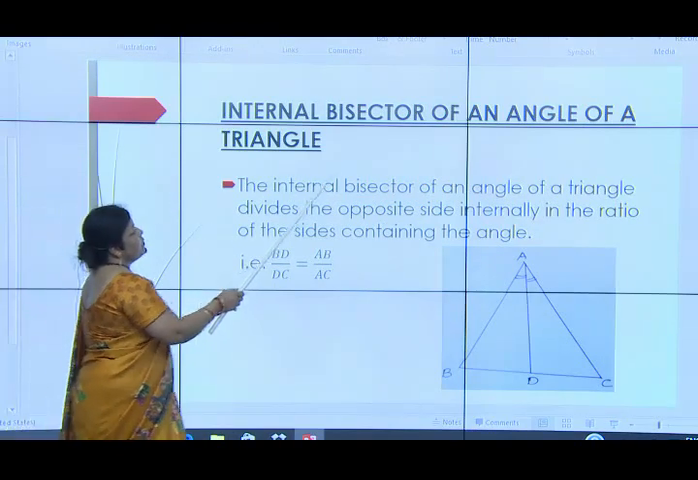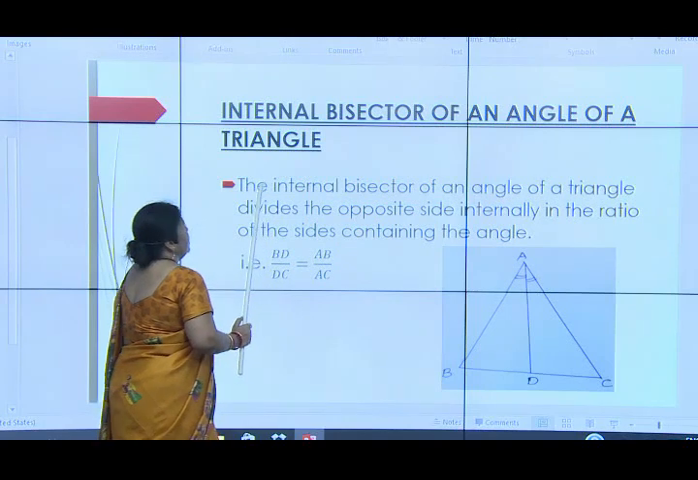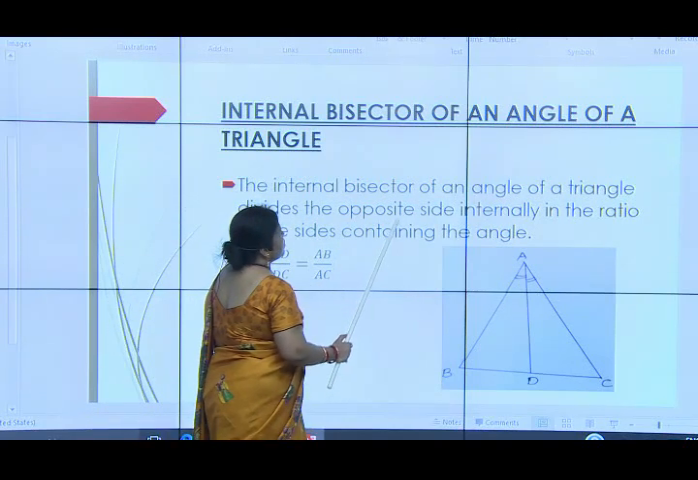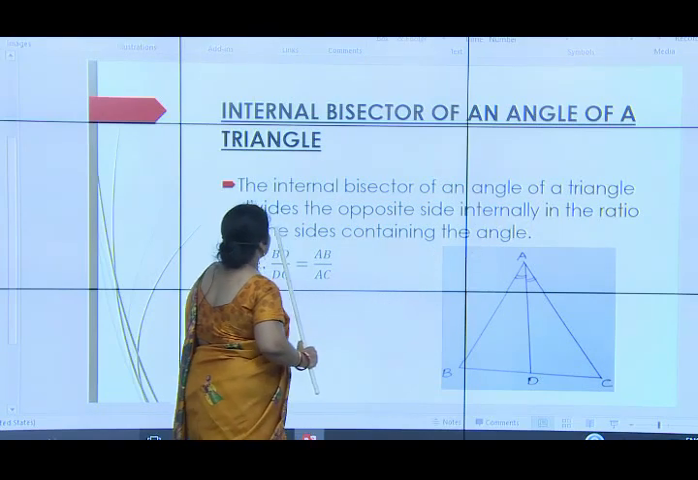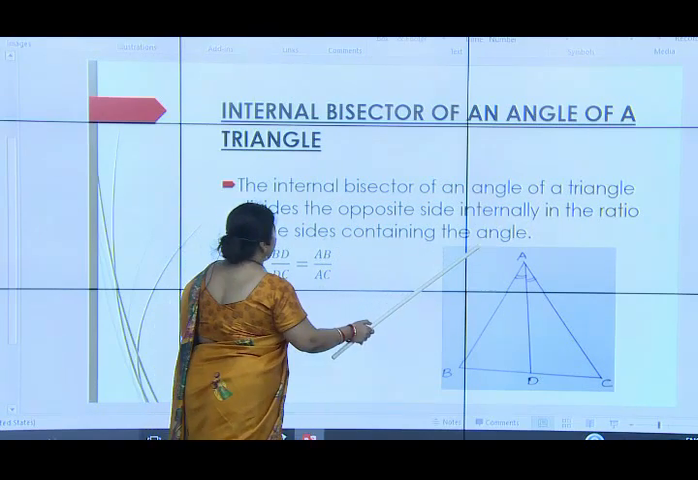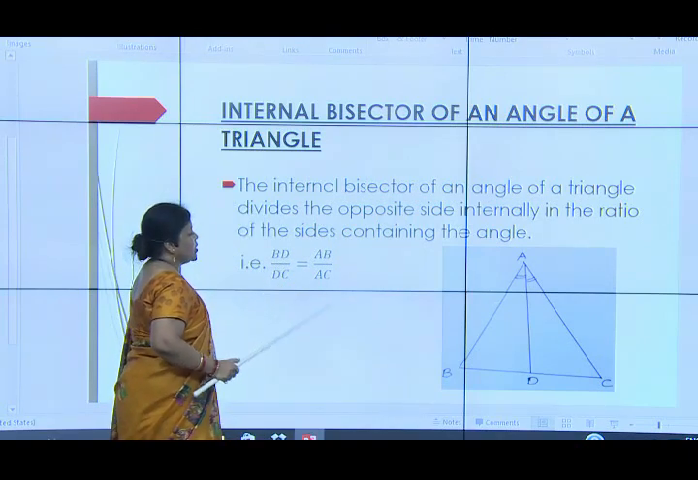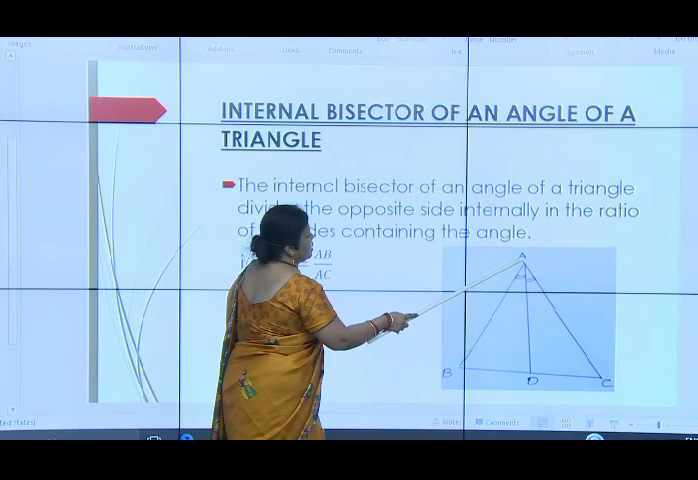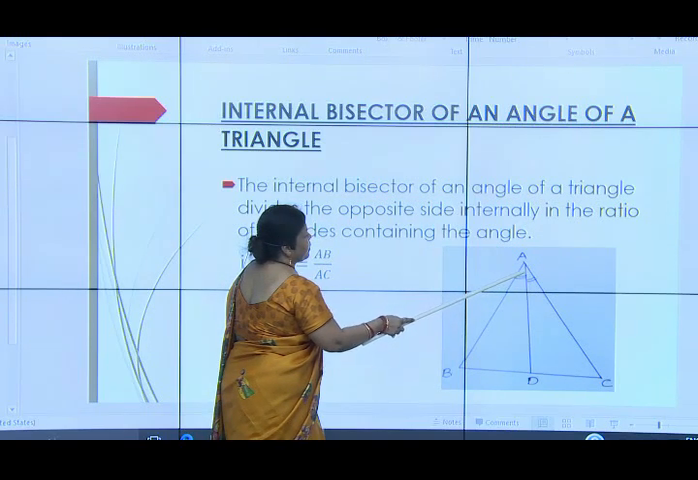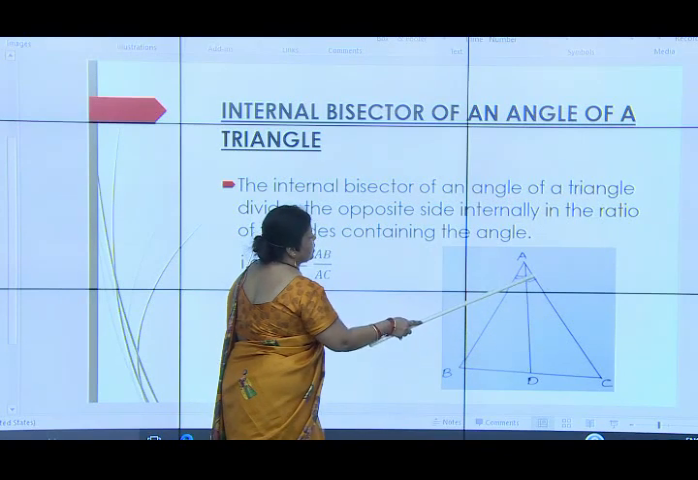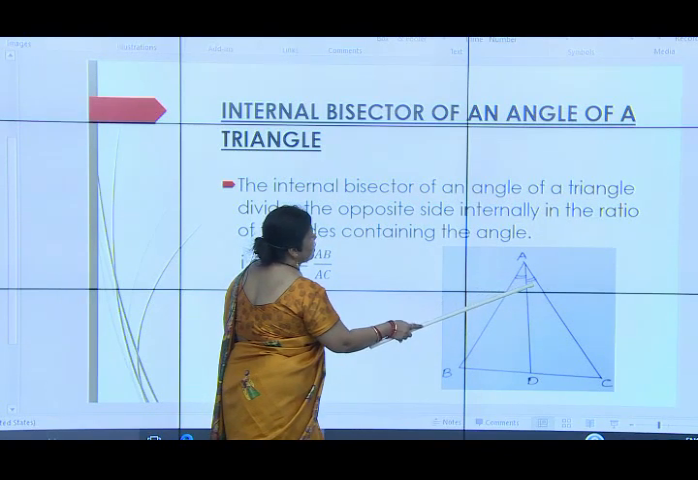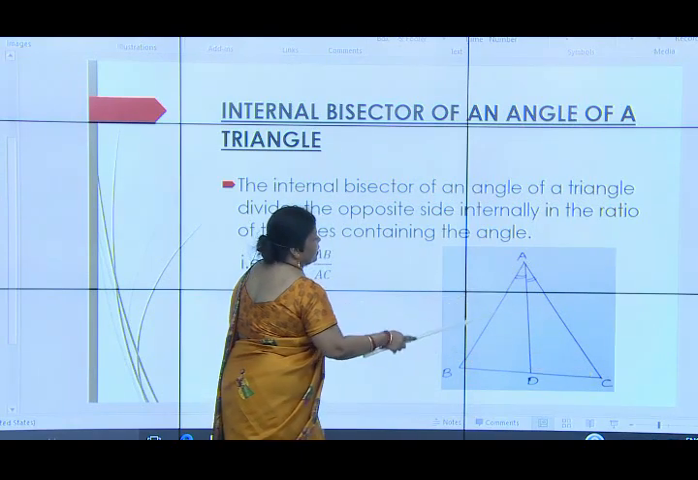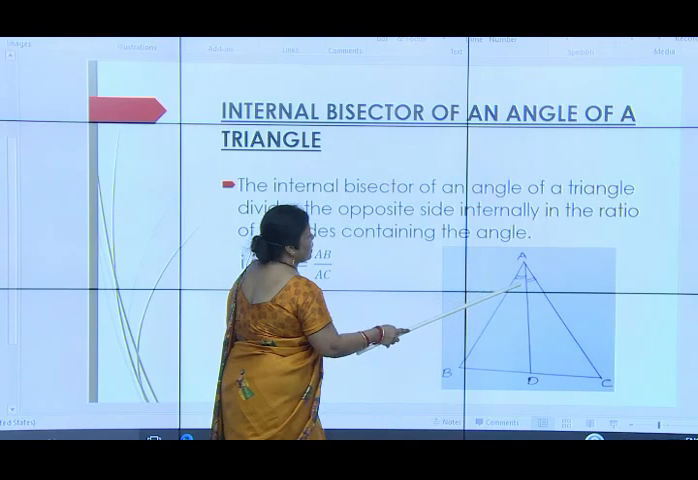Internal bisector of an angle of a triangle. The internal bisector of an angle of a triangle divides the opposite side internally in the ratio of the sides containing the angle. That is BD upon DC, children. If in a triangle ABC, any line is bisecting angle A, line AD is bisecting angle A, so this angle and this angle are equal, that is angle BAD is equal to angle CAD. This is the internal bisector of angle A.